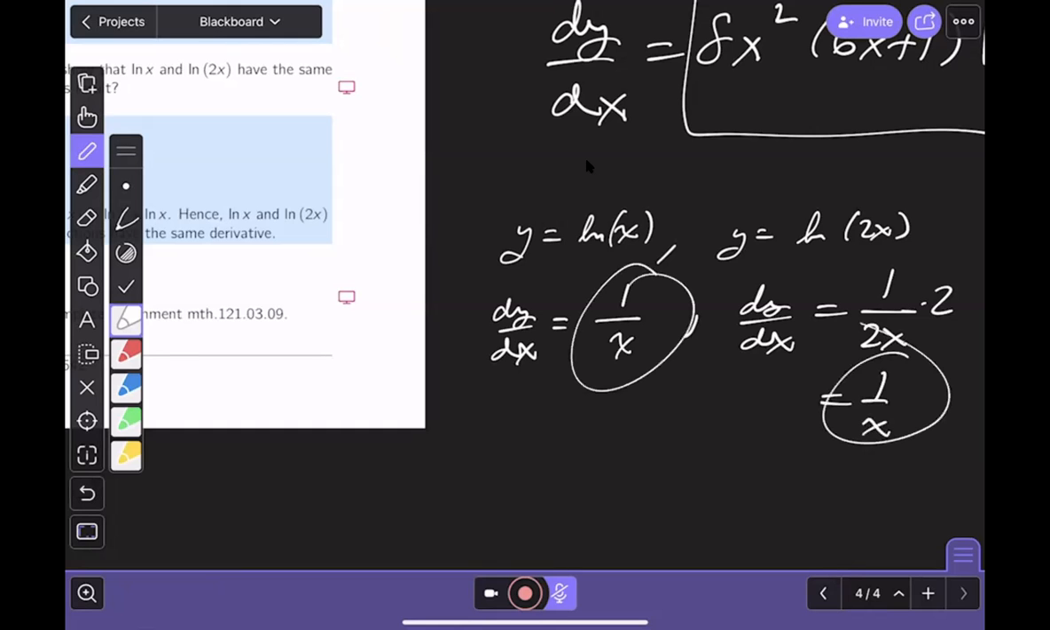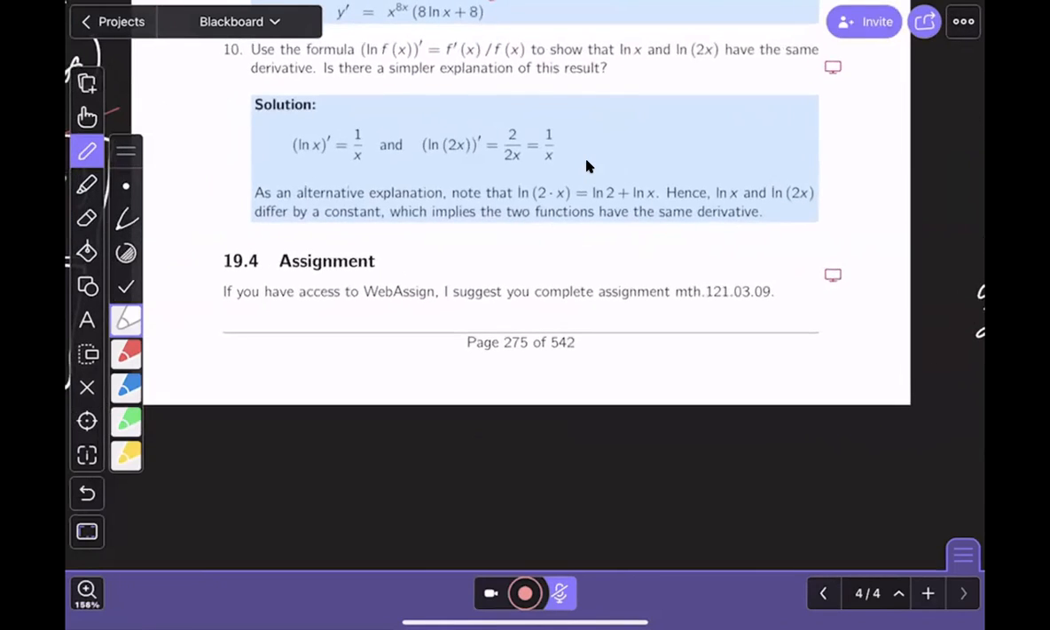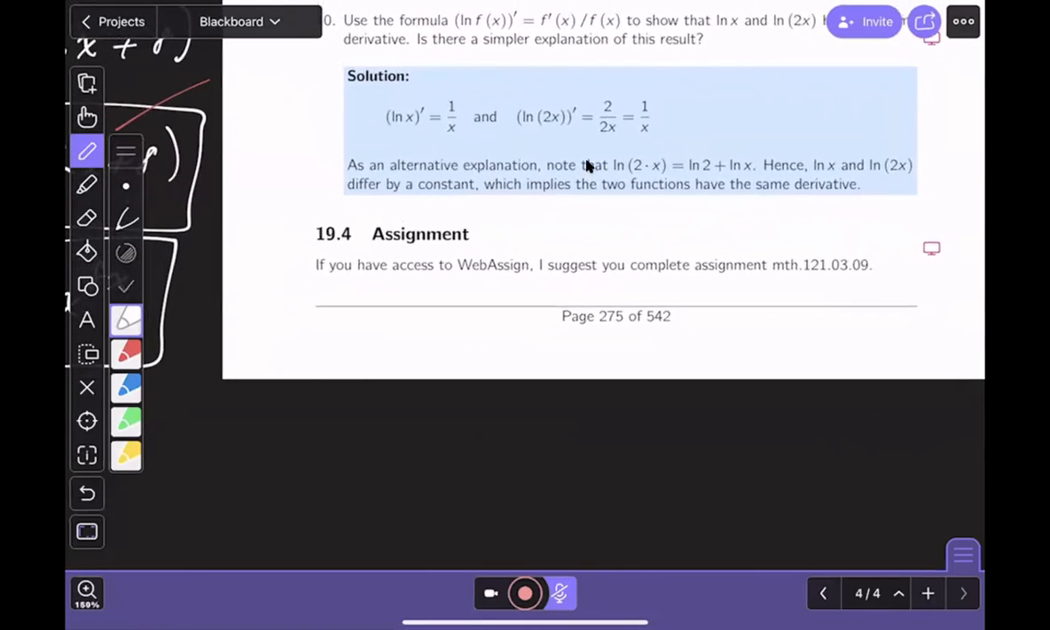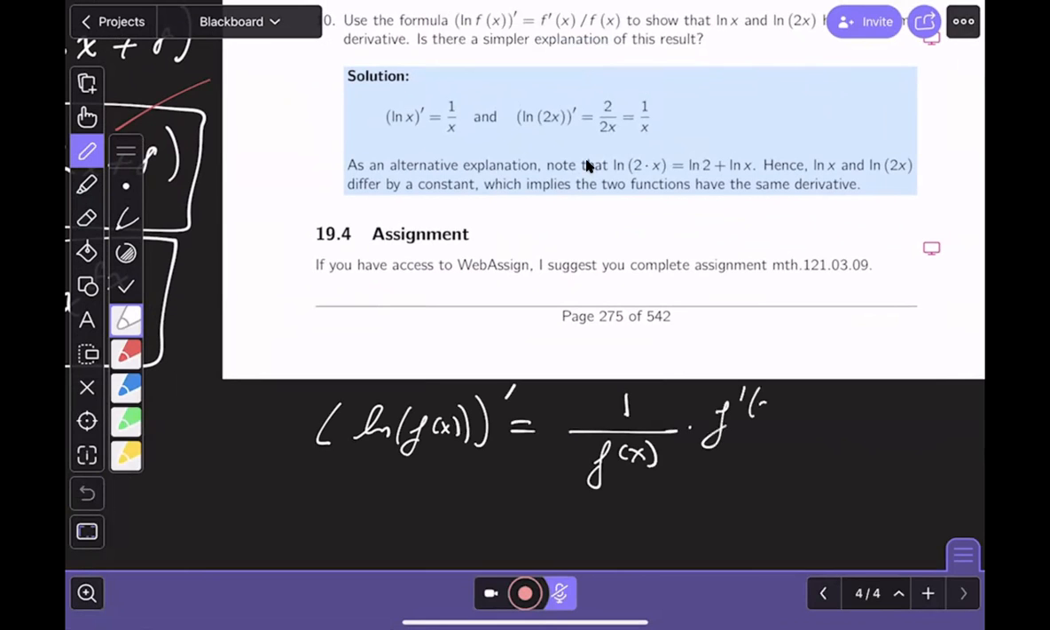Are they the same? Of course they are. But what did they say? They said use the formula. So let's write this down, and we'll go through the formula. And what are they saying? The natural log of f of x derivative. I'm going to write exactly where they have it over here. What's that going to be? 1 over f of x, and again, this is the argument, times the derivative of the inside, which is f prime of x.